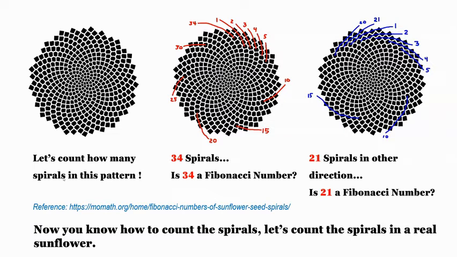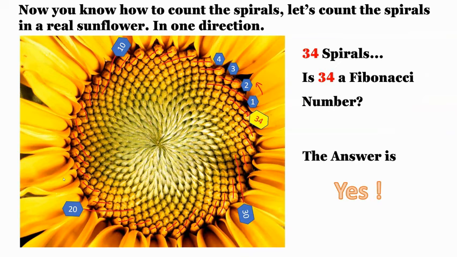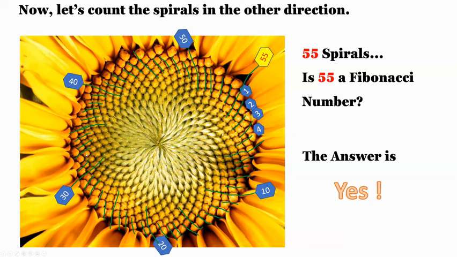Now you know how to count the spirals. Let's count the spirals in a real sunflower. In one direction, 34 spirals. Is 34 a Fibonacci number? The answer is yes, it is.